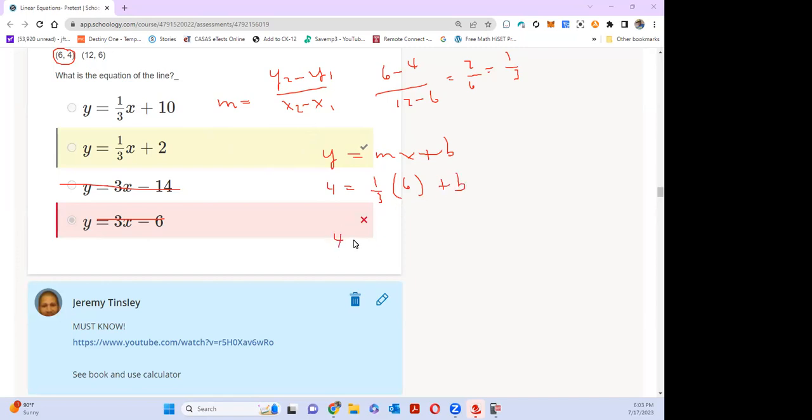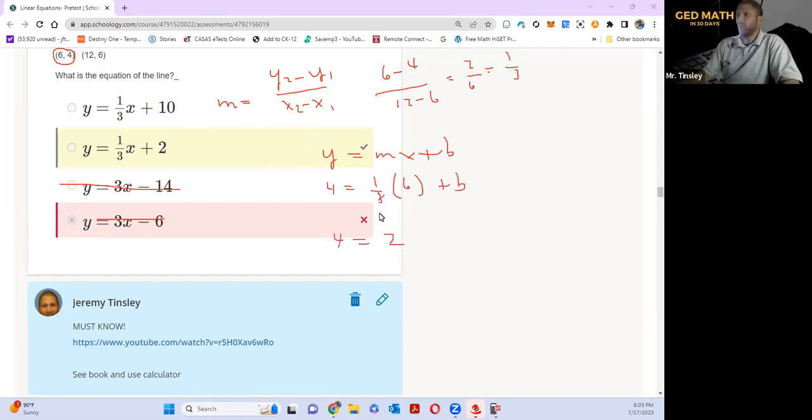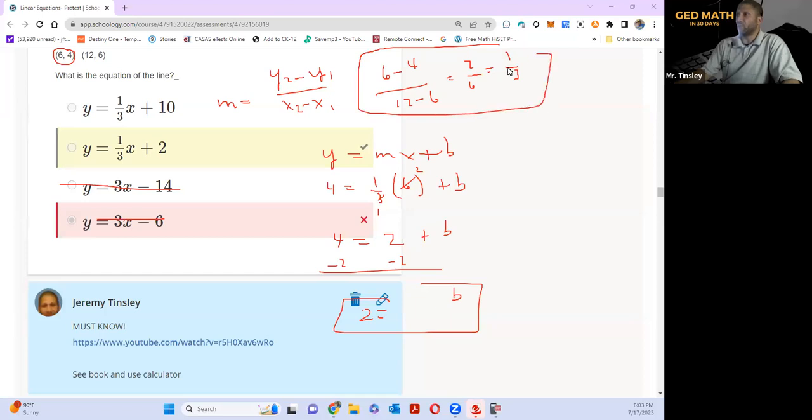4 equals 2, because 3 goes into 3 one time, 3 goes into 6 twice. 1 times 2 is 2, plus b. Subtract 2 from both sides. b equals 2. My y-intercept is 2, my slope is 1/3. So y equals 1/3 x plus 2.